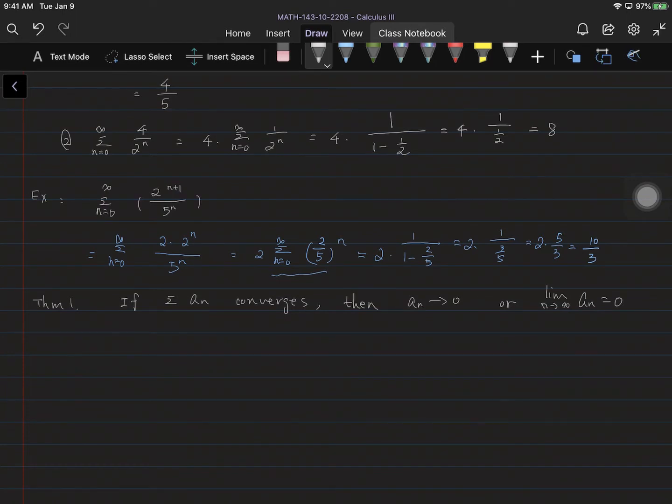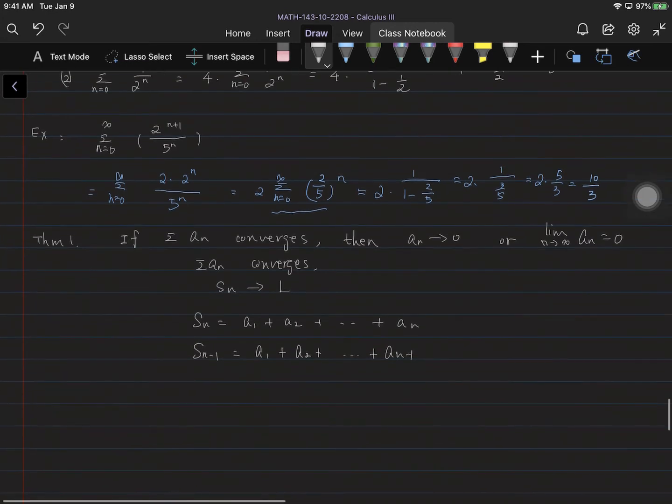So this is easy to prove because we can say if the series converges, then the partial sum has to have a limit, goes to a certain number as a limit, right? And here Sn we can write down as a1 plus a2 up to an. And then what is Sn minus 1? That is the n minus 1 term partial sum, from 1 till n minus 1.